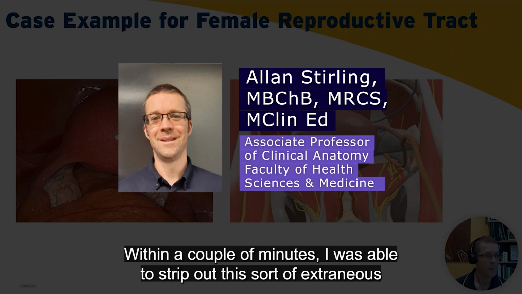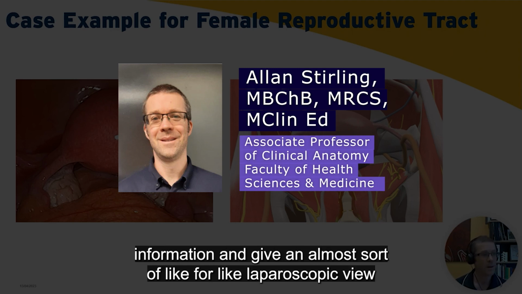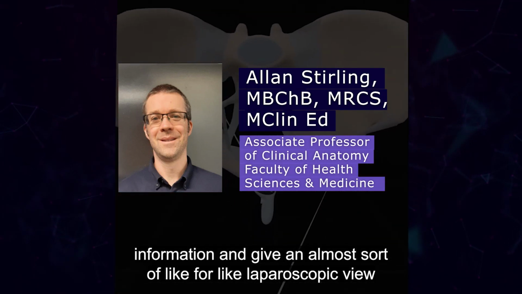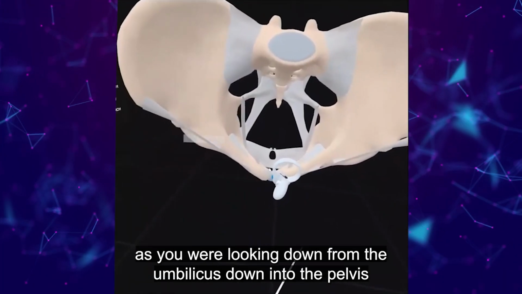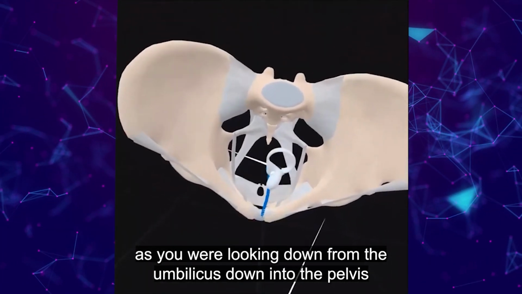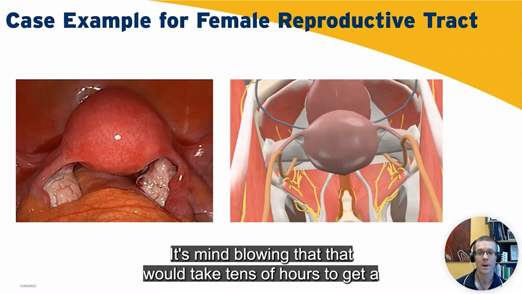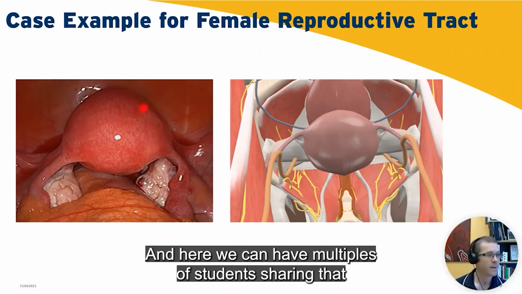Within a couple of minutes, I was able to strip out this sort of extraneous information and give an almost like-for-like laparoscopic view as you were looking down from the umbilicus down into the pelvis. I just think that's mind-blowing. It would take tens of hours to get a prosection like that, to get that view. And here we can have multiples of students sharing that.